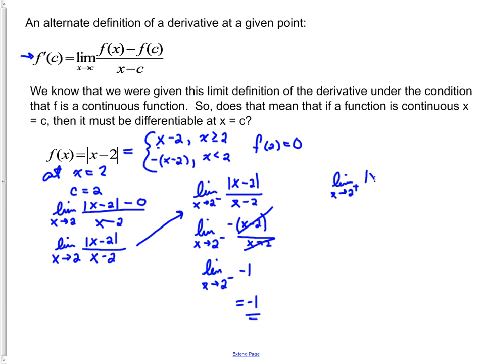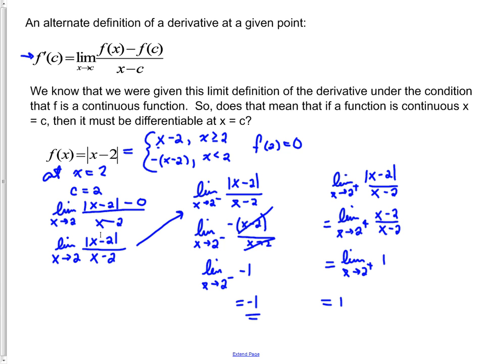Well, let's take a look at what happens from the right. We're taking the absolute value of x minus 2 divided by x minus 2, and that's really the same thing as the limit as x approaches 2 from the right of the quantity x minus 2, because if we allow values of x that are greater than 2, that means we have to use this upper part of the function, divided by x minus 2, but there's no negative sign here. x minus 2 and x minus 2 cancel each other out, and we're left taking the limit as x approaches 2 from the right of positive 1, and that is positive 1.